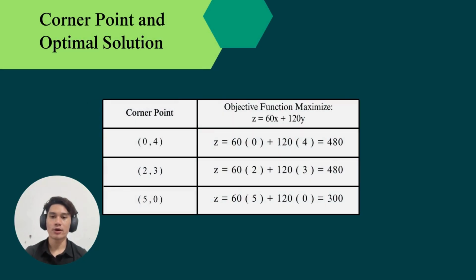For the corner points of optimization, to find the optimal solution, the corner points are as follows. For the corner point (0, 4), z equals 60 times 0 plus 120 times 4, which equals 480. For the point (2, 3), z equals 60 times 2 plus 120 times 3, which equals 480. For the point (5, 0), z equals 60 times 5 plus 120 times 0, which equals 300.